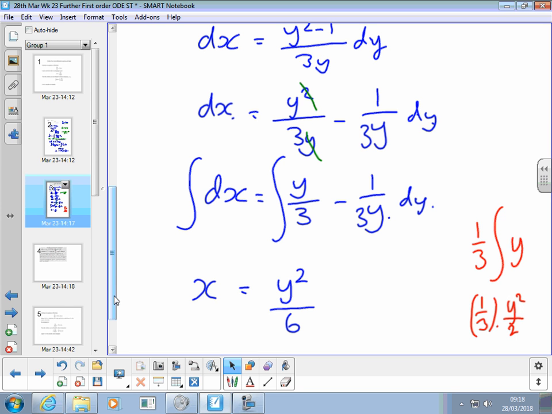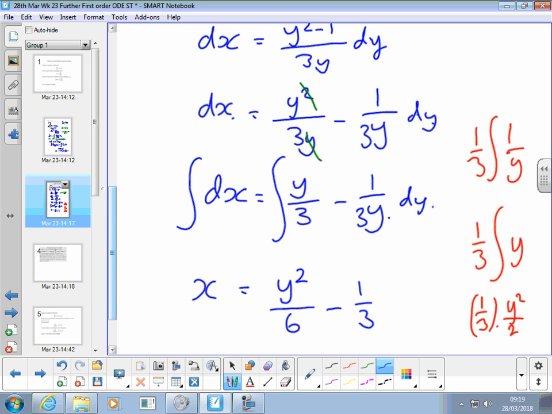How do we integrate this? Again, we can write that as a separate integral with a third, can't we? Now what's the integral for 1 over y? So that's minus a third ln y plus c.